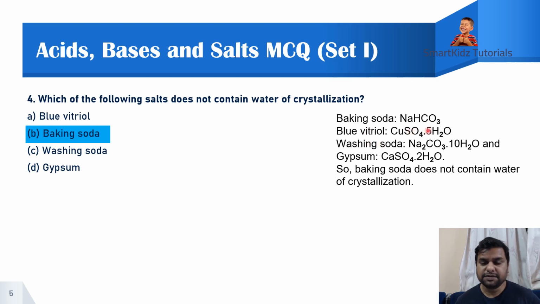So baking soda has a formula of NaHCO3, so there are no water molecules attached to it, whereas blue vitriol is copper sulfate with 5 molecules of water attached. Then you have washing soda with 10 of them, so that's sodium carbonate decahydrate. Then you have gypsum, calcium sulfate, with 2 molecules of water. So baking soda does not contain water of crystallization.